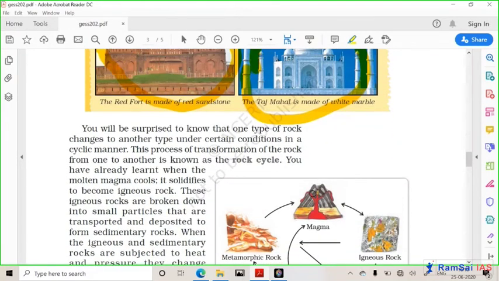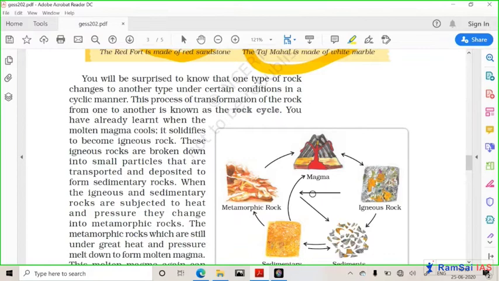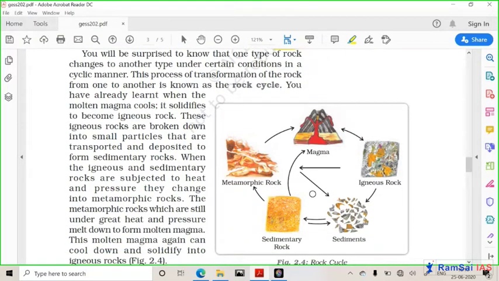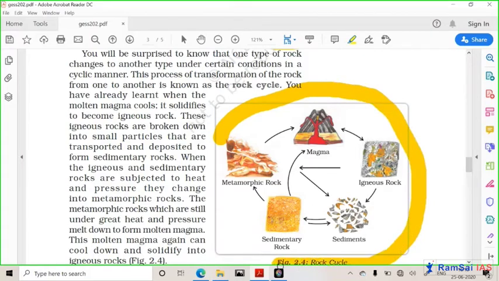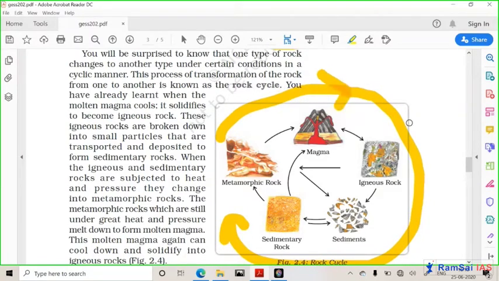This diagram will tell you that overall there is a cycle of rock. They are not in isolation. They are in a cyclical manner. They are moving from one region to another and changing their forms. So first there was magma. First there was an eruption of magma. Then igneous rock was formed.